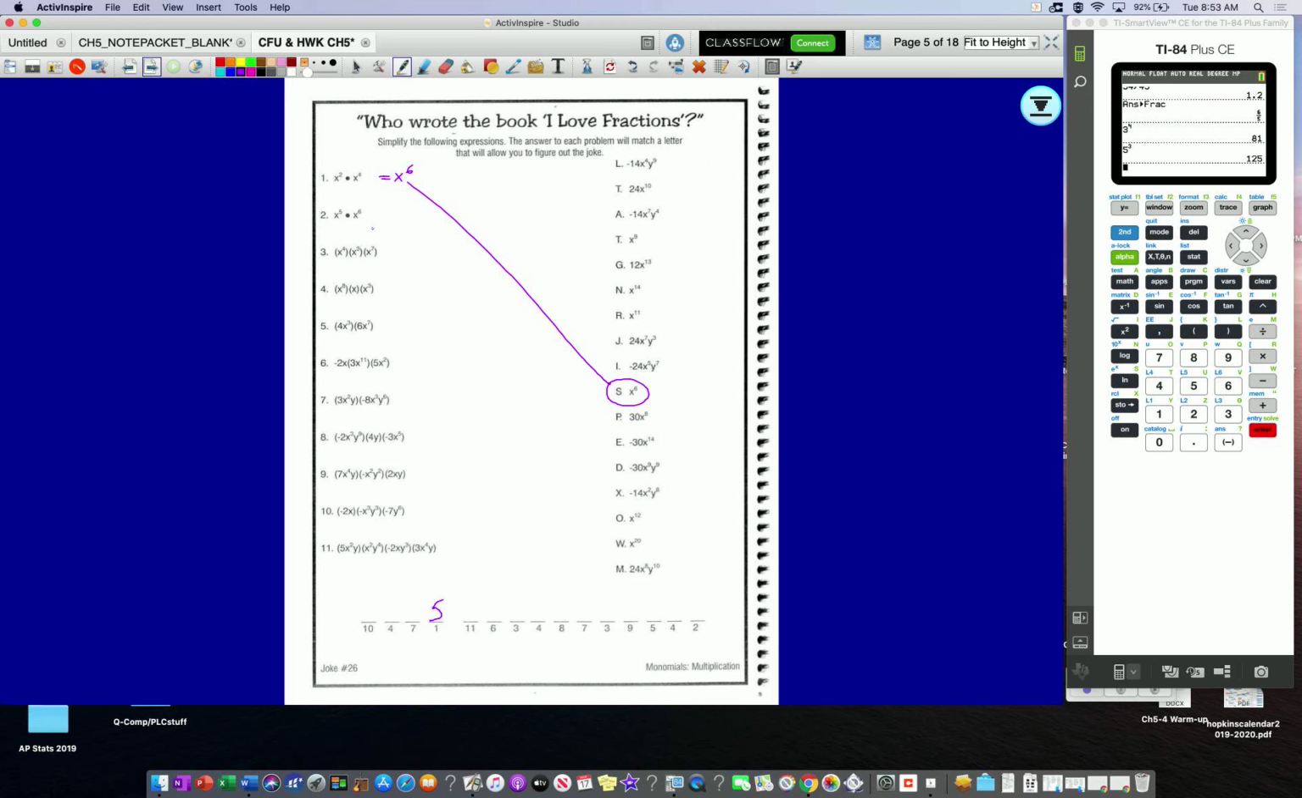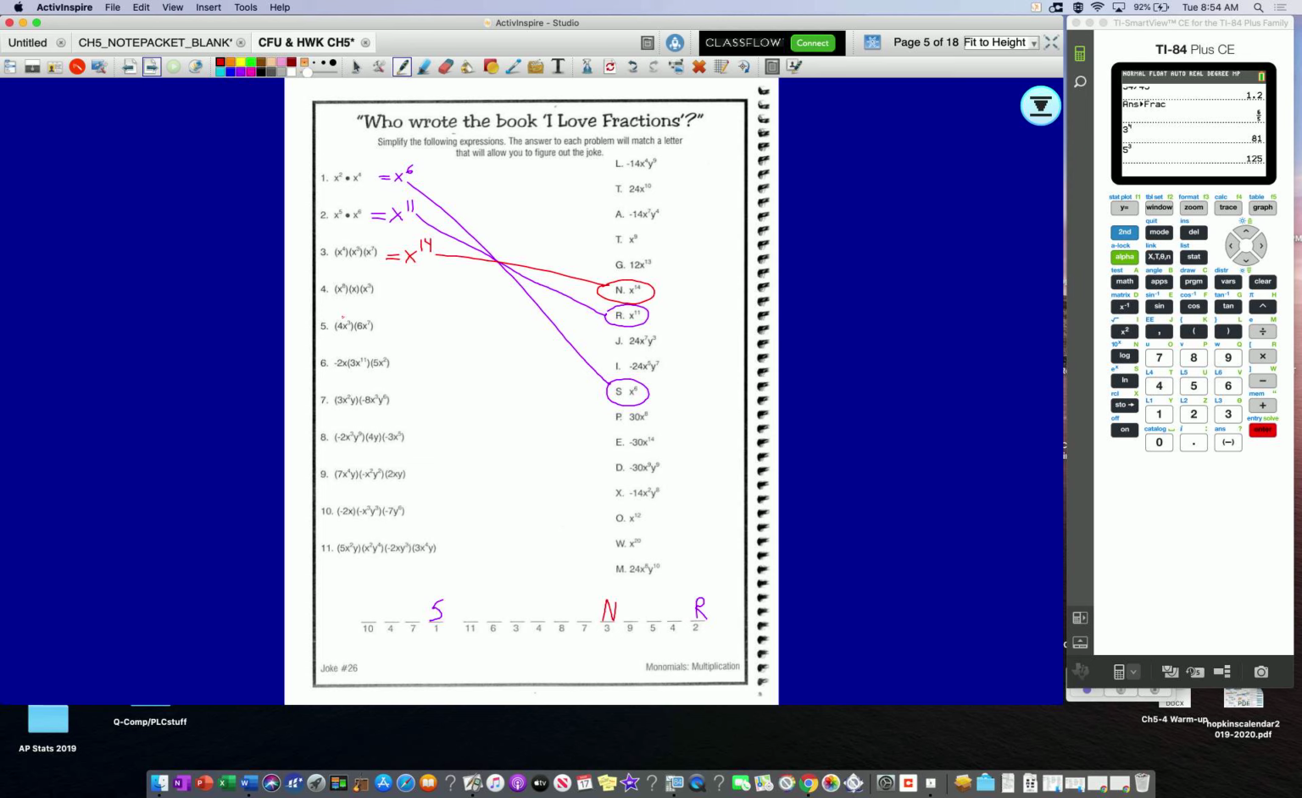Number 2, add the exponents: x to the 11th. X to the 11th matches with r. I'll try to switch some colors here. So for number 2, I'm going to put r. For number 3, x to the 4th times x to the 3rd times x to the 7th, just add the exponents. 4 plus 3 plus 7, x to the 14th, that matches with n. So we put an n for number 3.